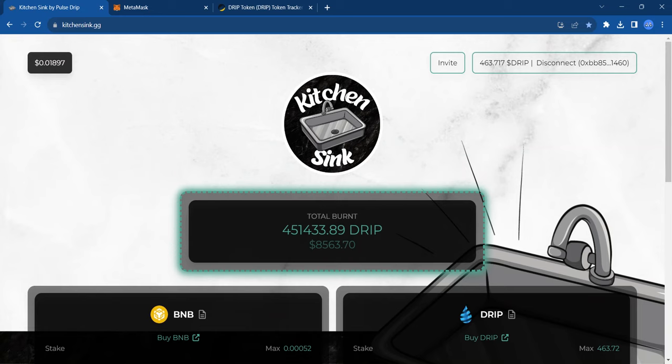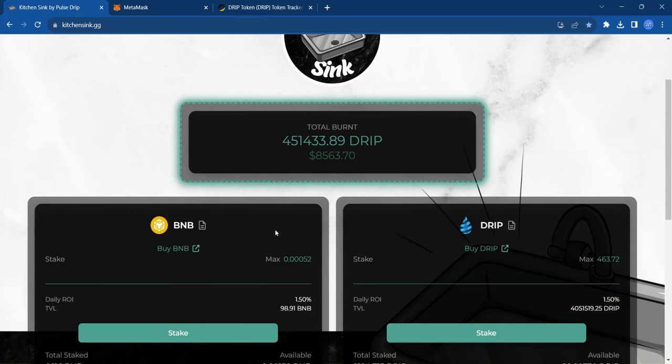We don't know, but pretty much the short and sweet of it is they have BNB in here now, which is used to help support DRIP as well, because a percentage of the deposit fee, which is 7%, is used to buy back DRIP as well.